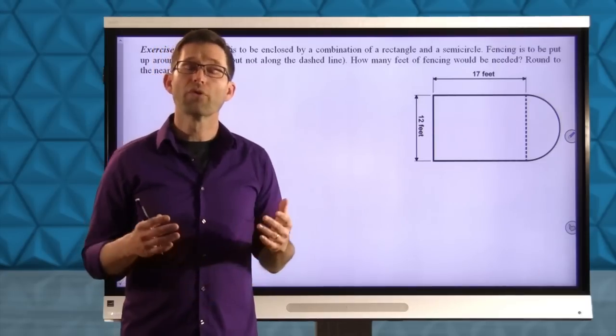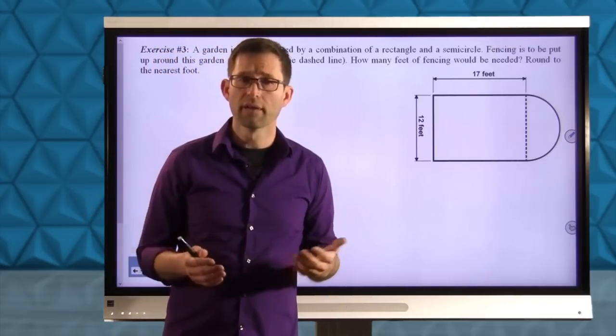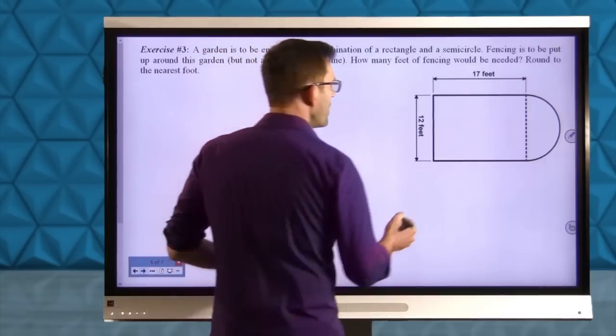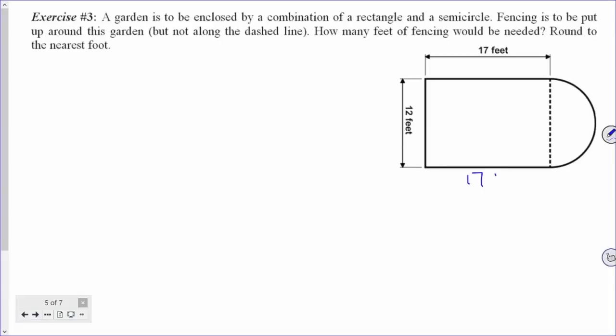All right, well, there's 2 portions really of this perimeter, if you want to call it that. There's the portion that consists of the straight line segments. Maybe I'll call that P1 for first perimeter. And what would that be? Let's see if we can get rid of the red. That would be that 17 feet plus 12 feet plus another 17 feet.